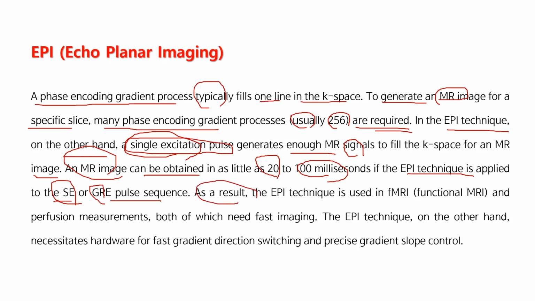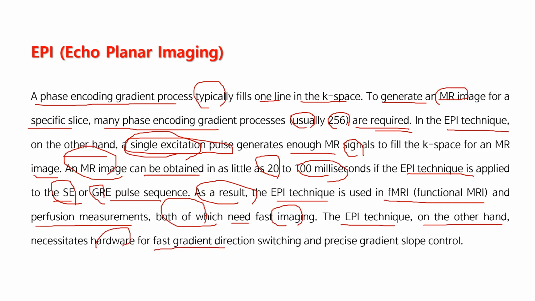As a result, the EPI technique is used in fMRI and perfusion measurements, both of which need faster imaging. The EPI technique, on the other hand, necessitates hardware for fast gradient direction switching and precise gradient slope control.